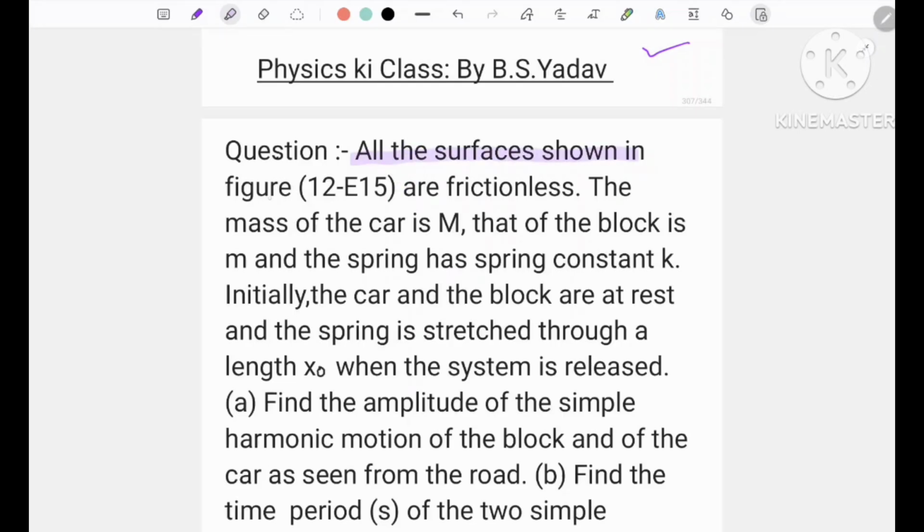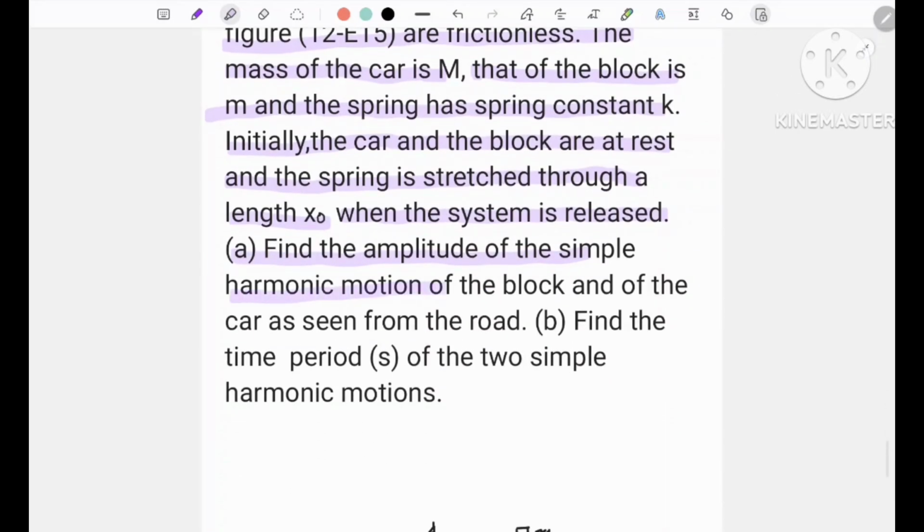All the surfaces shown in figure 12-E15 are frictionless. The mass of the car is capital M, that of the block is small m, and the spring has a spring constant K. Initially, the car and the block are at rest and the spring is stretched through a length x dot. When the system is released, find the amplitude of the simple harmonic motion of the block and of the car as shown from the road. Find the time period of the two simple harmonic motions.